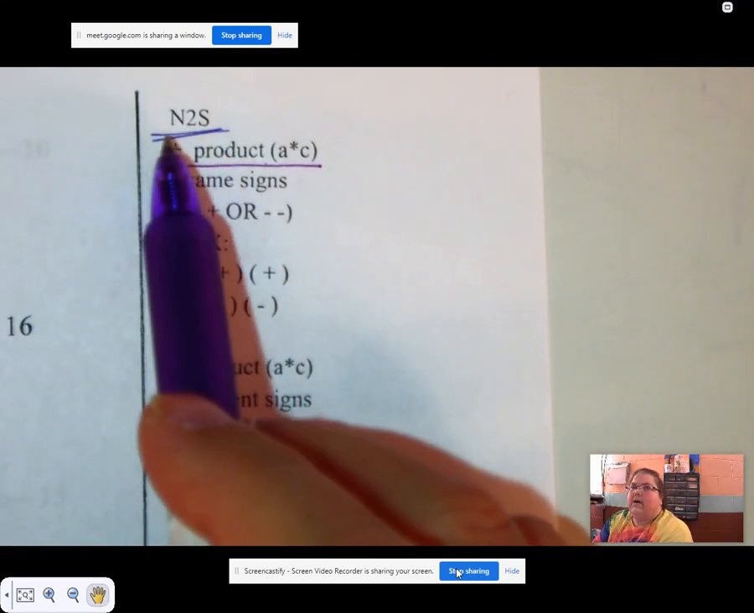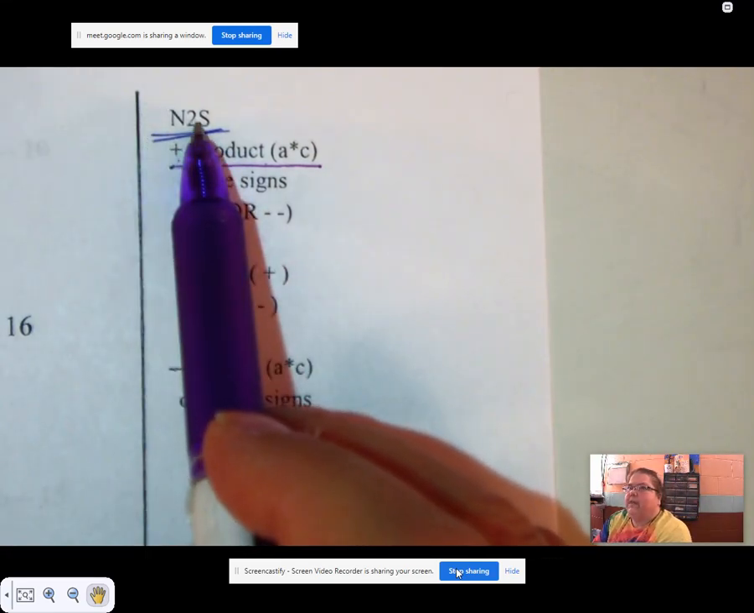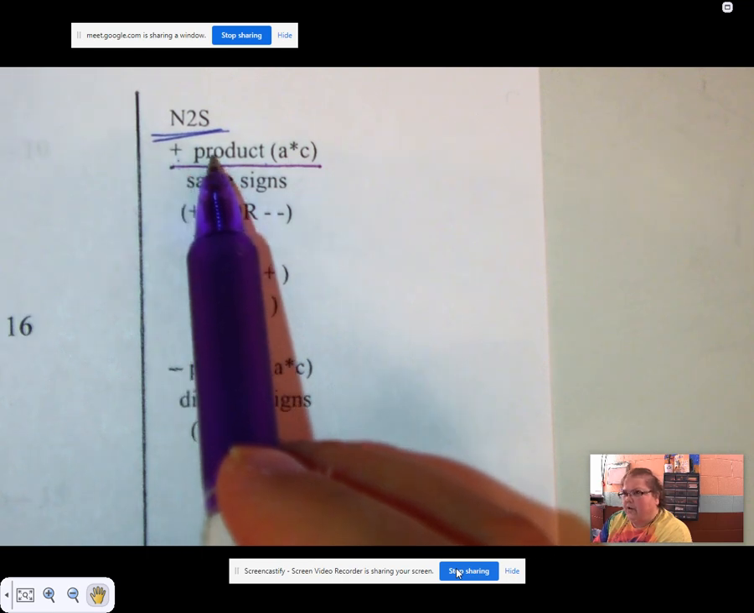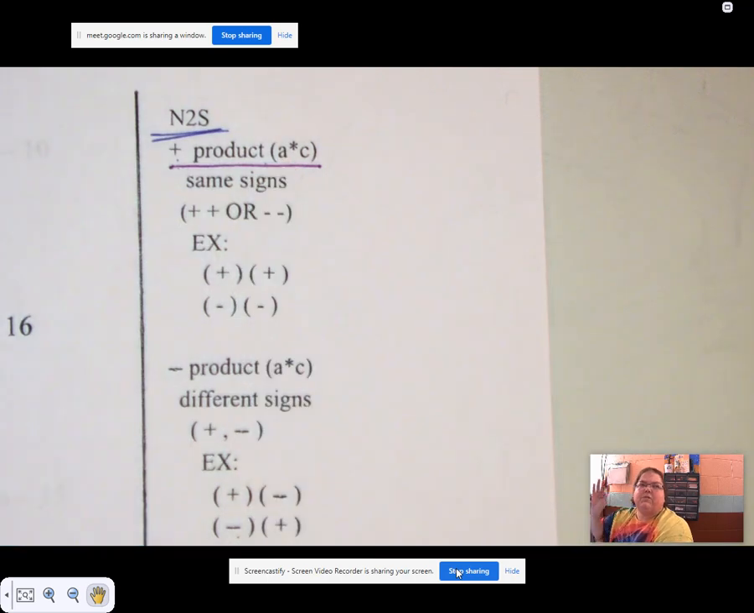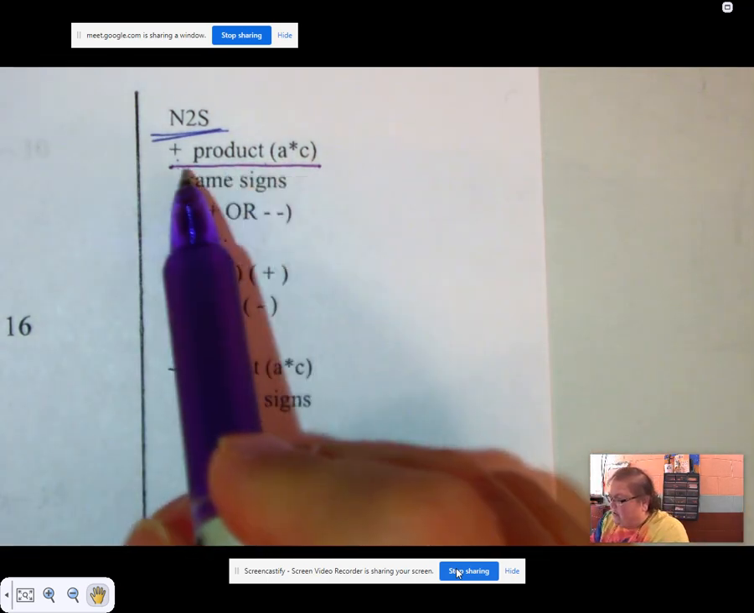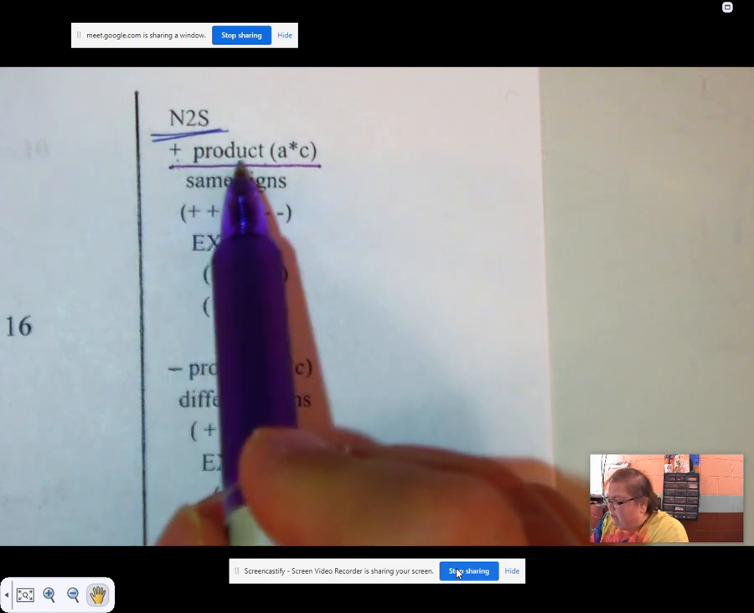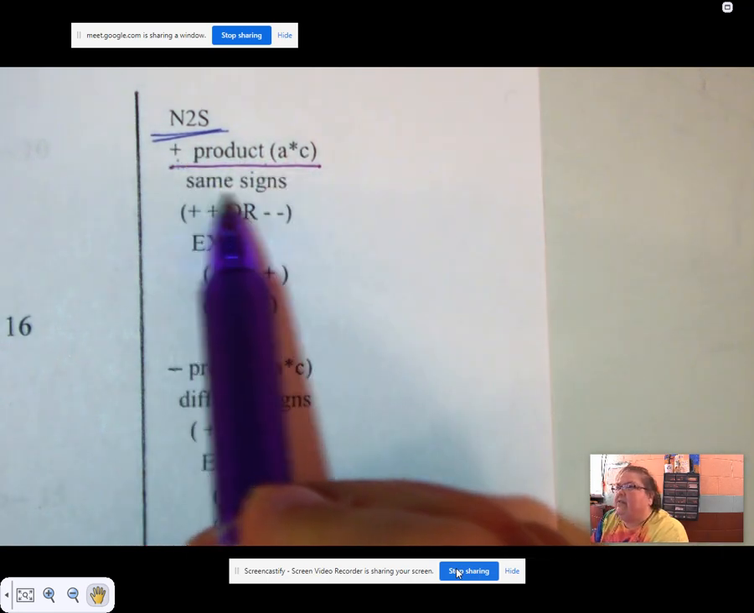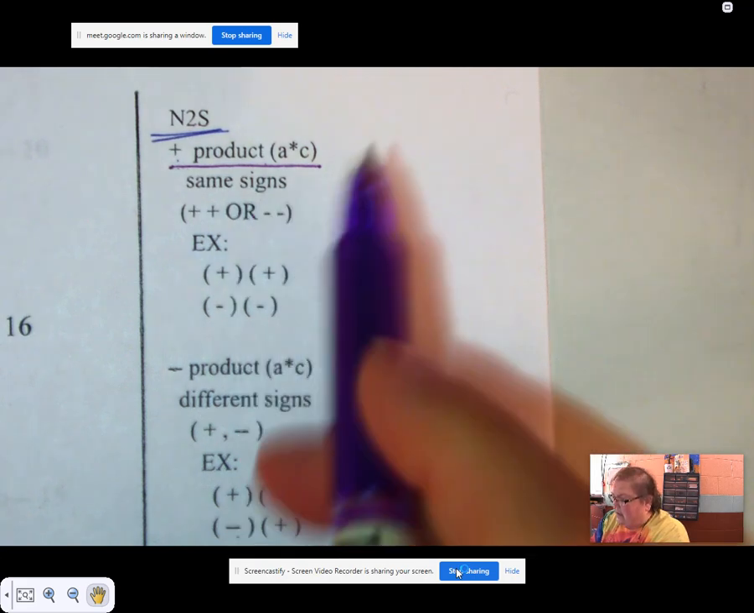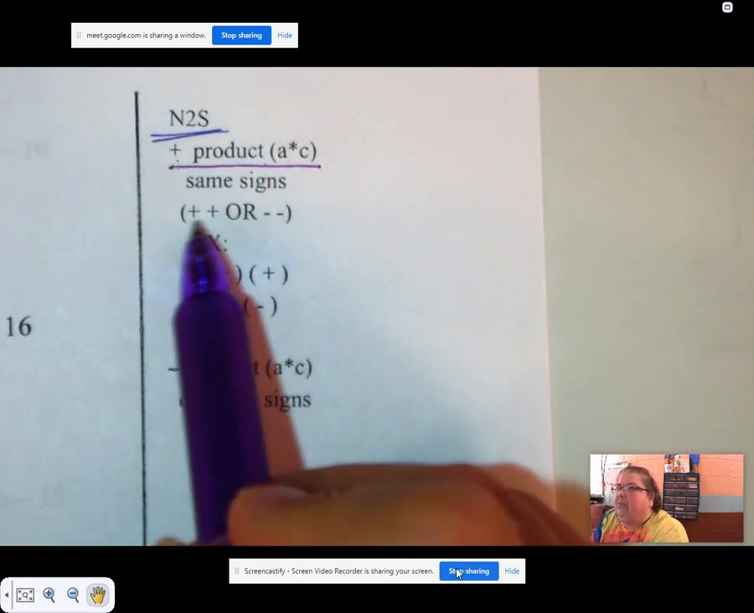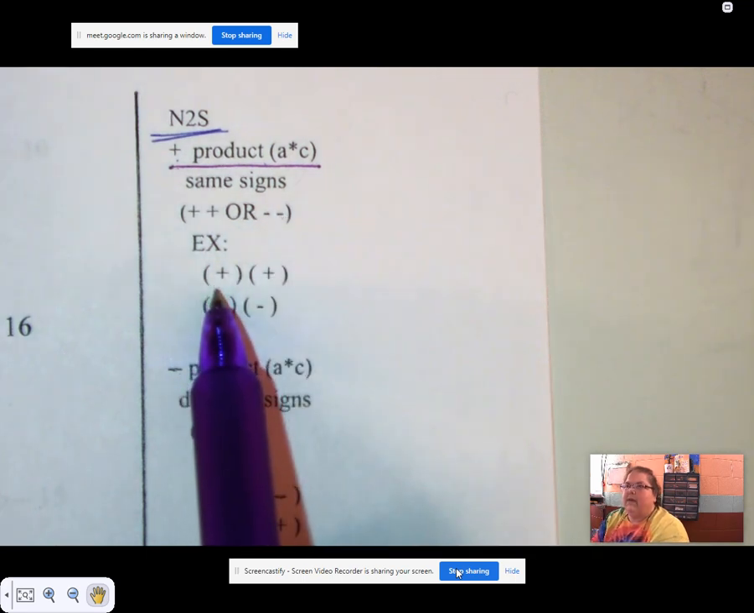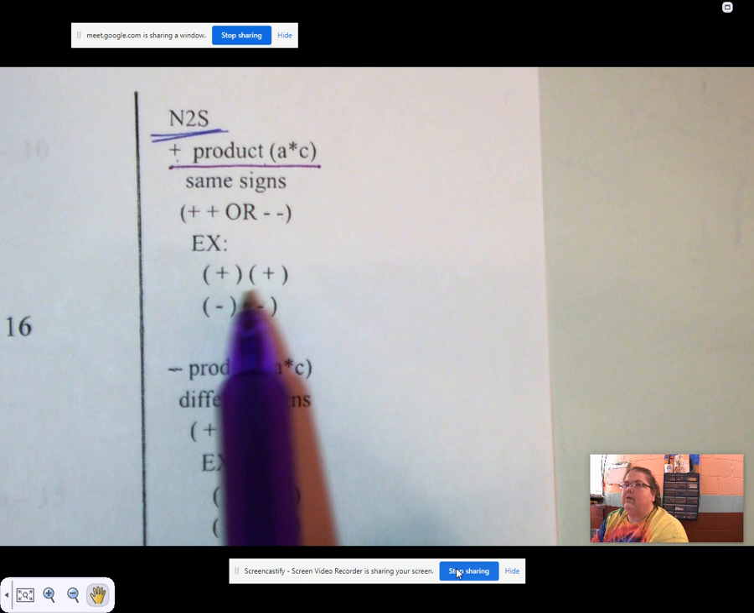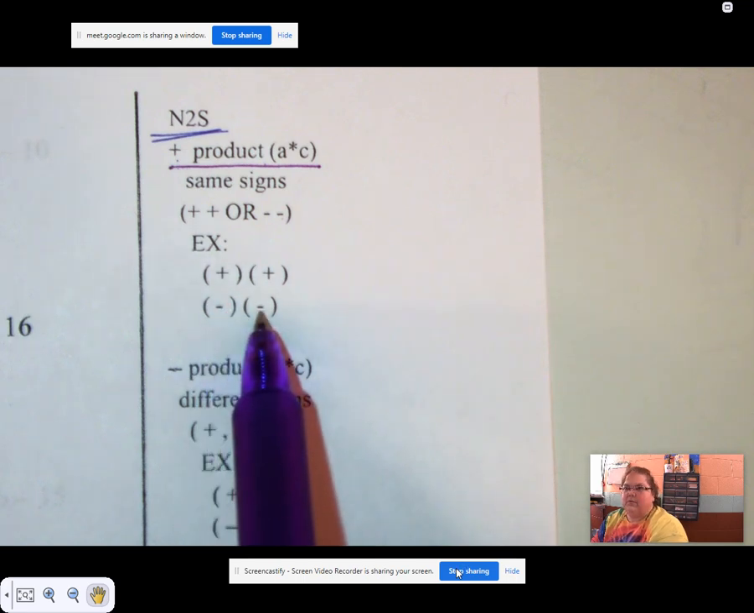Okay. Our note to self. If you have a positive product, when you multiply A times C, this is the part that I'll explain in a minute, okay? So we're just going to look at it. So a positive product, if I multiply A times C and get a positive, you've got same signs. Now, same signs means they're both positive or they're both negative. So the example would be positive in both binomials, negatives in both binomials.